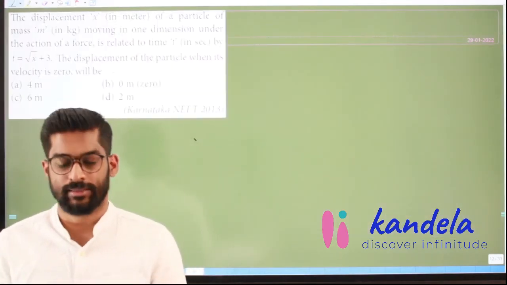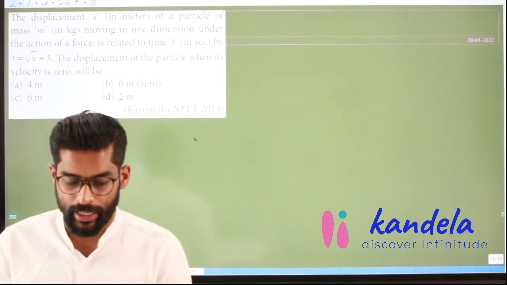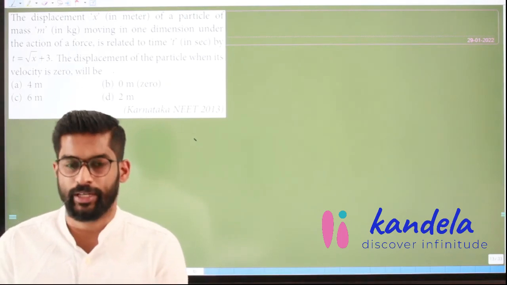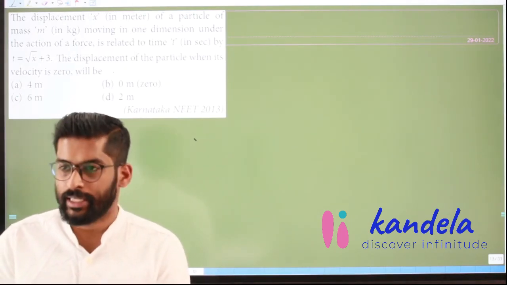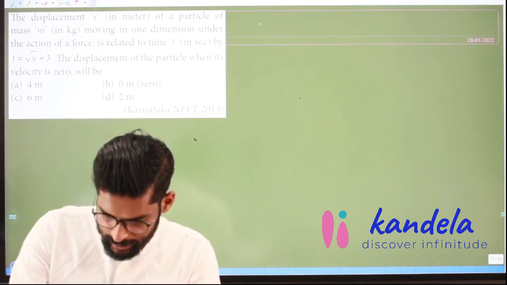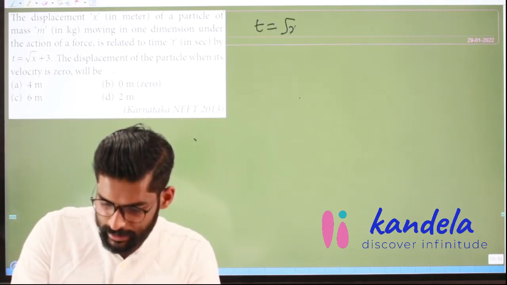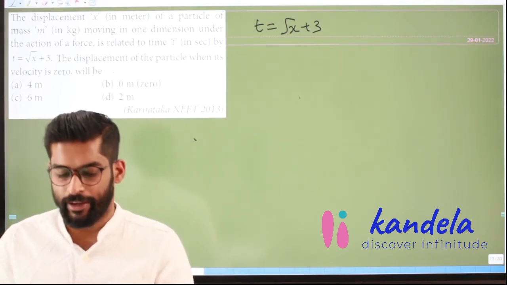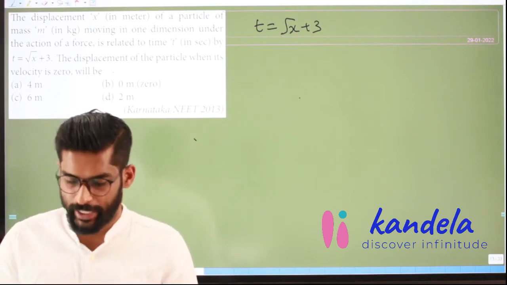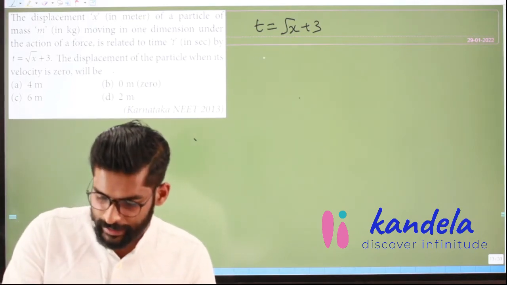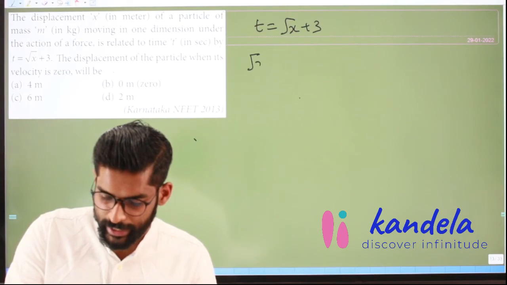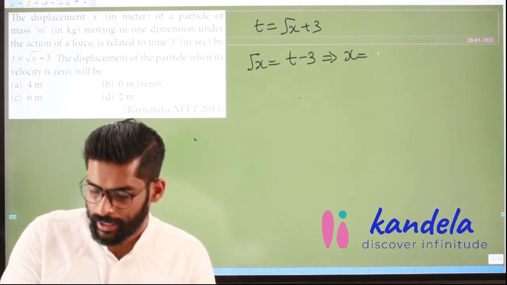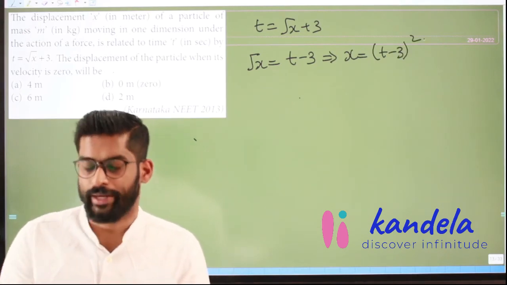Now again, this is slightly different from what we were doing last time. Here, instead of giving an equation of x with respect to t, the equation is given in the form t with respect to x. So it's given t equal to root x plus 3. So our first step is to convert this into an equation of position with respect to time. I can take the 3 to the other side, so this will become root x equal to t minus 3, or x equal to t minus 3 the whole square.